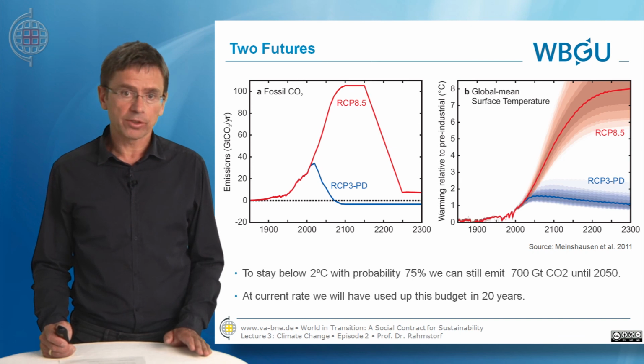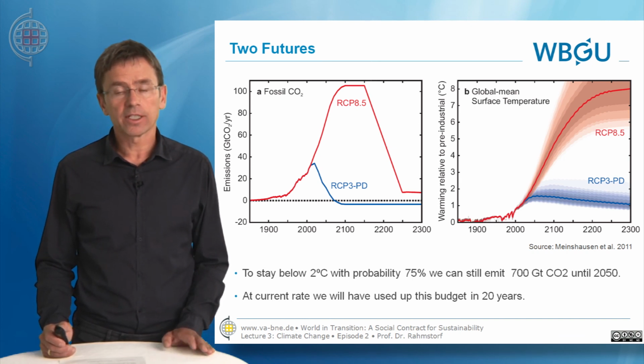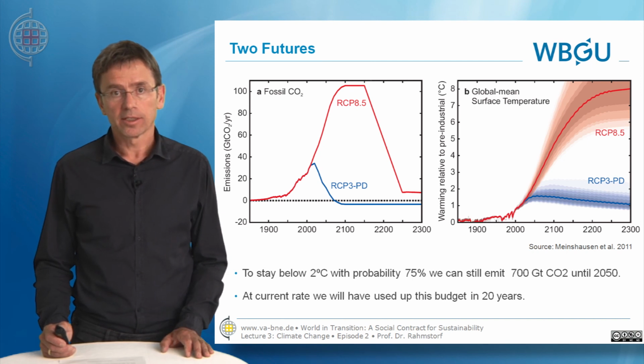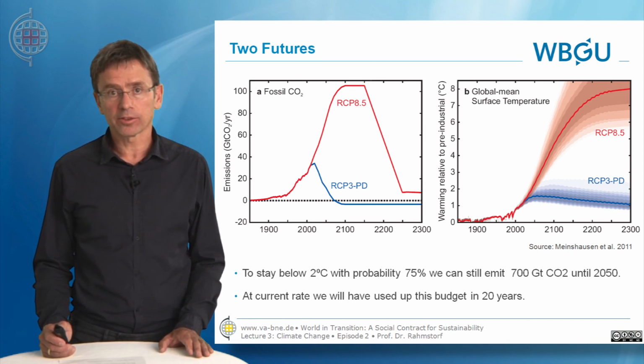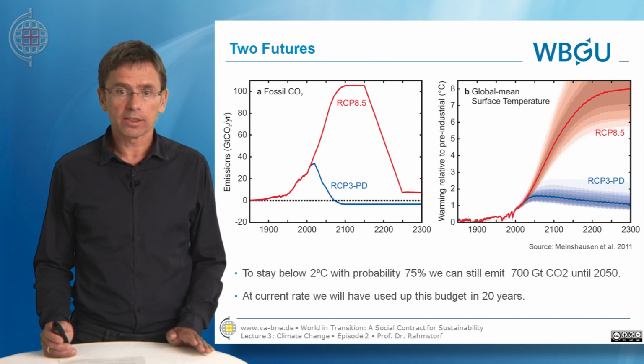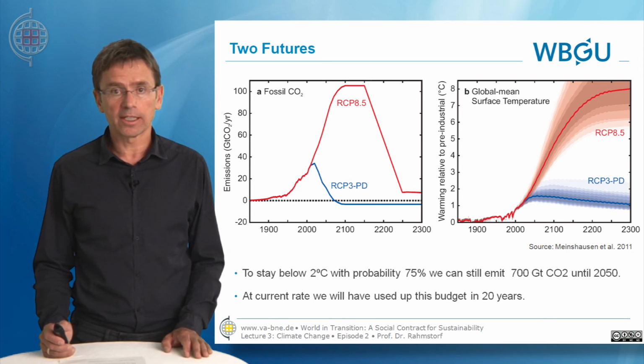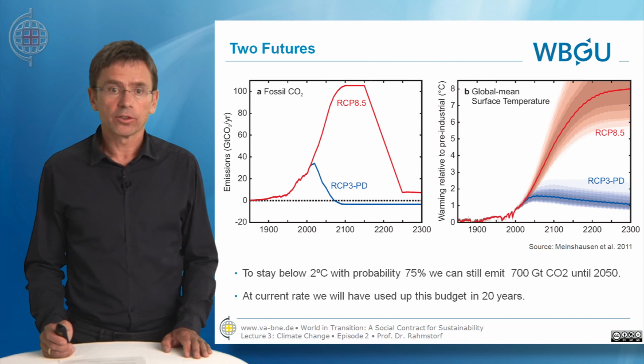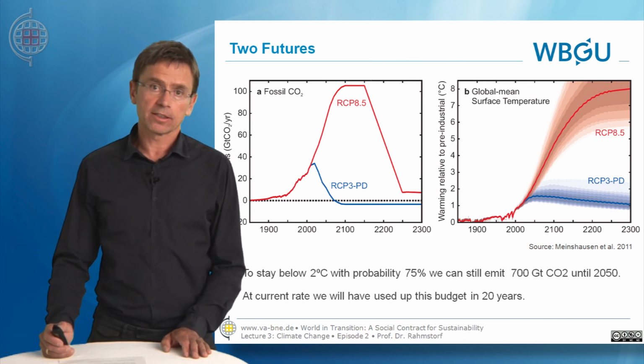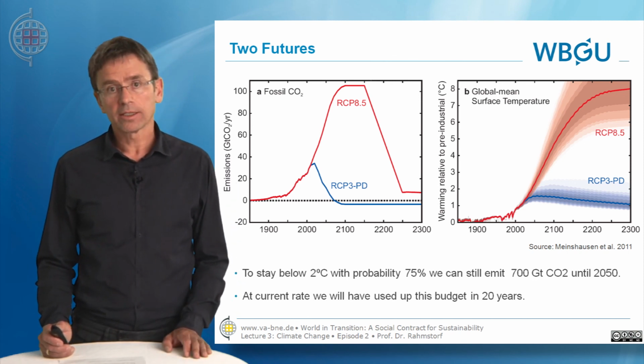And if we want to stay below 2 degrees, then this is limited to about 750 billion tons by the mid-century and less than 1,000 billion tons by the end of the century. And that is quite a tight budget, because at the current rate, we will have exceeded or used up this budget in less than 25 years. So what this really shows us is that stopping global warming at an acceptable level, say below 2 degrees, is really a race against time.